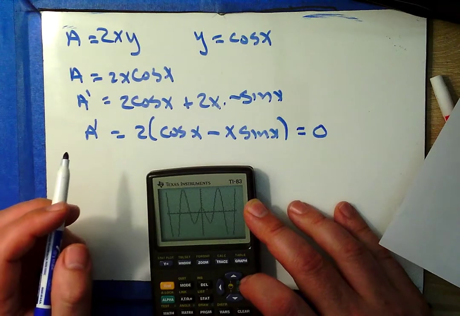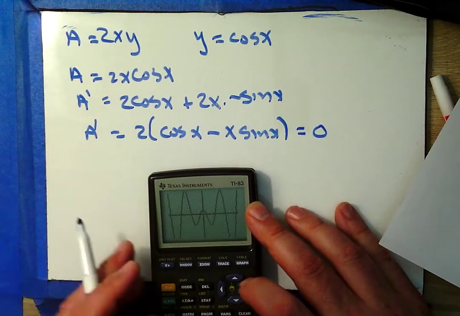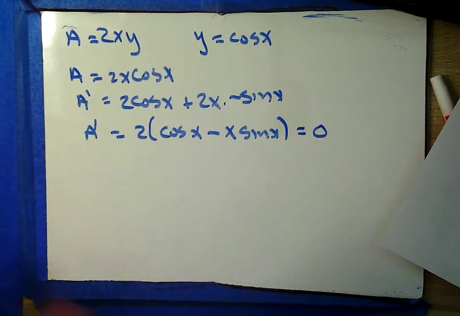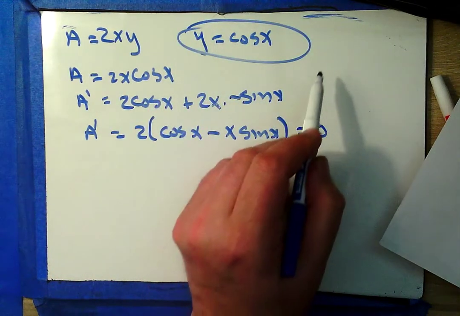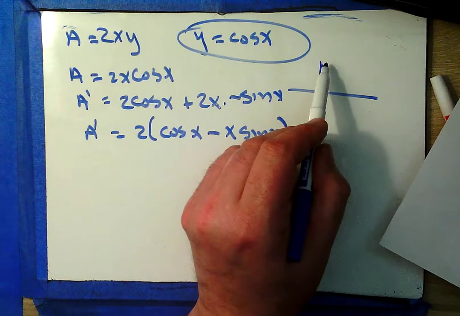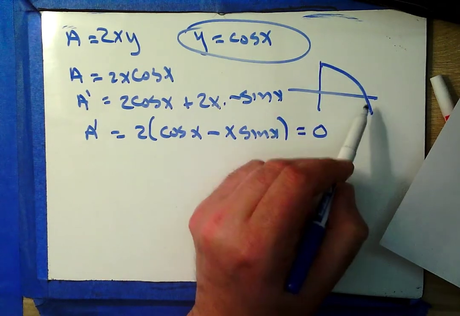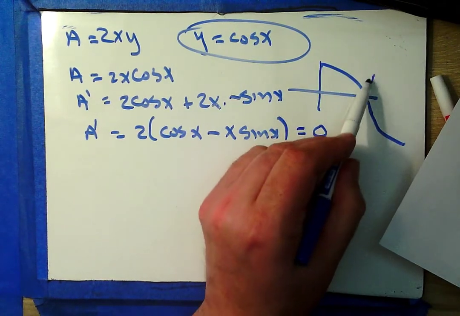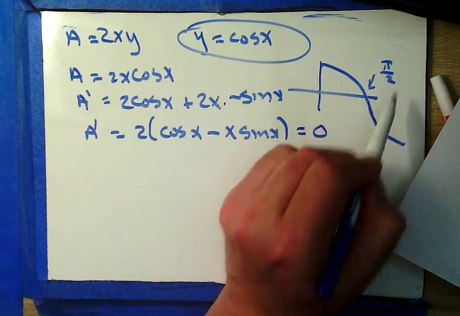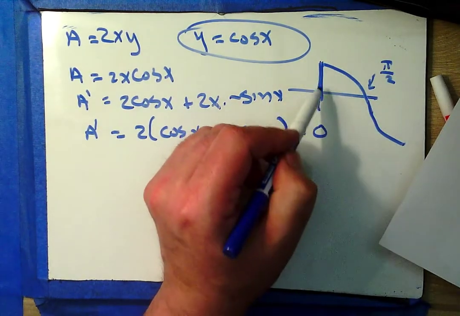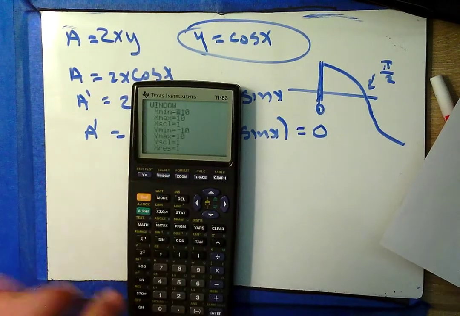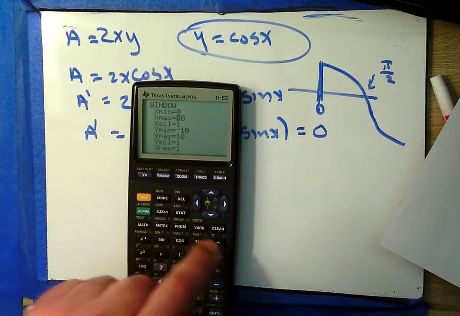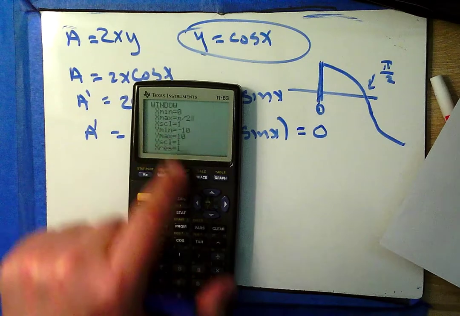Well, it looks like I've got a bunch of points here, but let's think about this for a second. Remember this bounding curve? This is cosine, and this is pi over 2. And this is x equal to 0. And so really I'm just looking on the window from 0 to pi divided by 2 for x values.